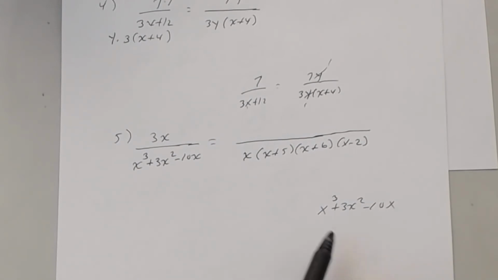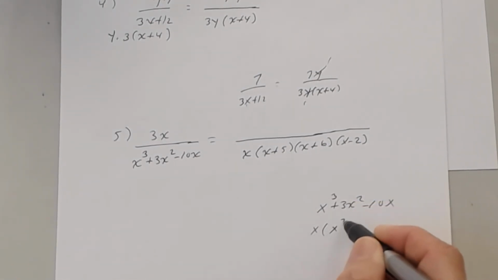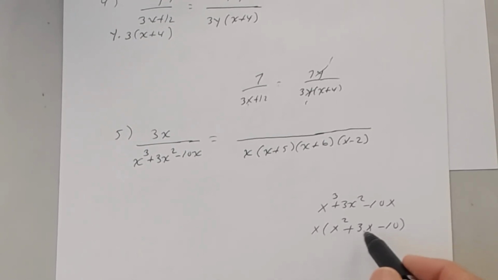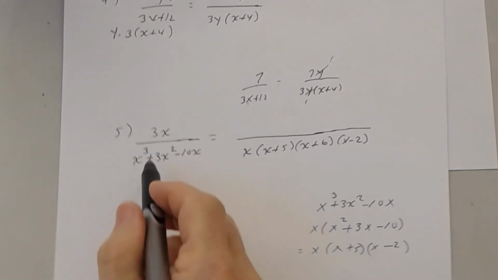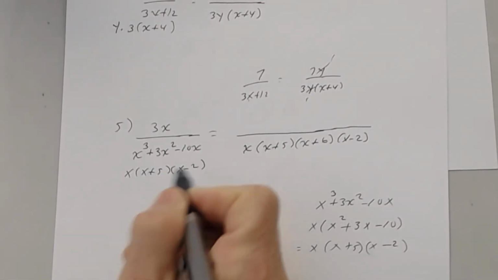So on the last test, how did you factor this trinomial right here? Okay, what's the GCF? X. So you said x times x squared plus 3x minus 10. What else did you do, though? You factored that trinomial. So that became x times, let's see, there'll be x, 5 and 2. 5 is going to be positive, and the 2 is going to be negative. So that'll be x times x plus 5 times x minus 2.